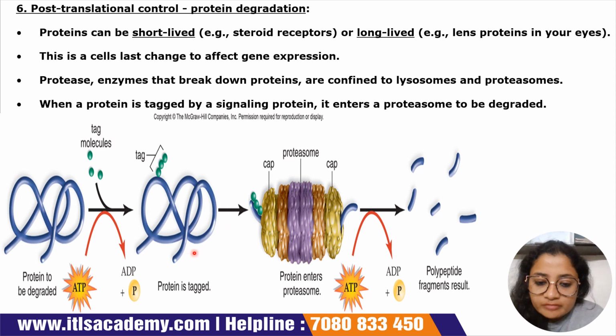Now what will happen? The protein will enter inside the proteasome. So this is basically the structure of the proteasome inside which the protein has entered. Okay, so let's consider this is the capped end and this is the poly A tail. Now what will happen? Again there will be ATP hydrolysis, meaning again an active process will occur which will need utilization of energy. And after that polypeptide fragments will be formed because the protein is getting degraded. So the final end product will be polypeptide fragments.